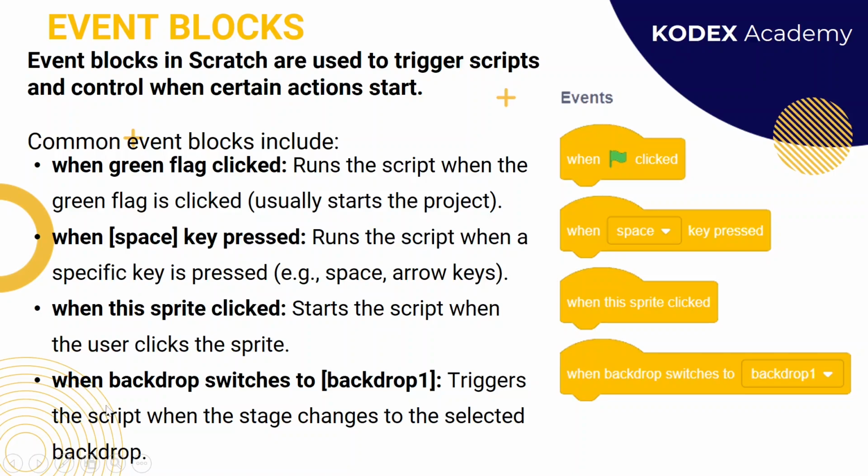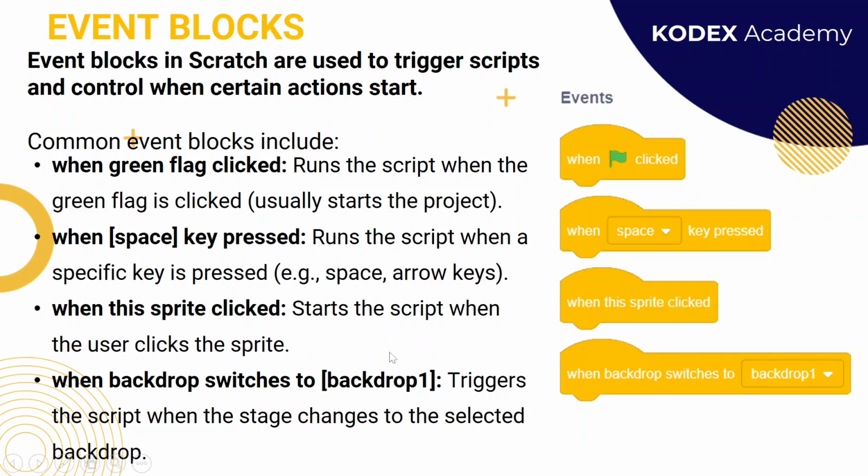Now the next one is when backdrop switches to backdrop 1, backdrop 2. You can select multiple backdrops in your animation, and when you trigger the script, on the basis of that you can change the background of your stage, so you can select your particular backdrop over here. You can give a specific name to your backdrop as well, and on the basis of that you can switch the backdrop with the help of this event block.